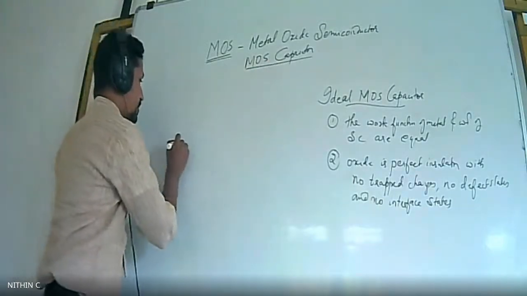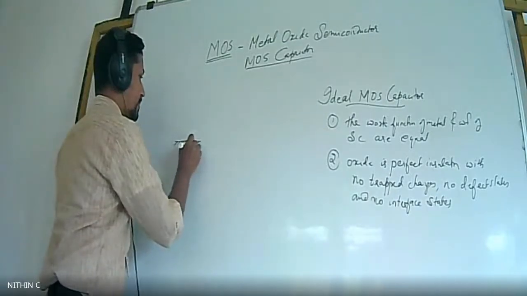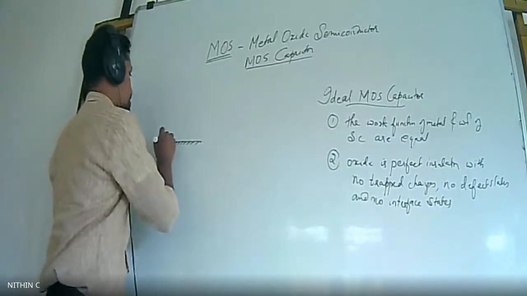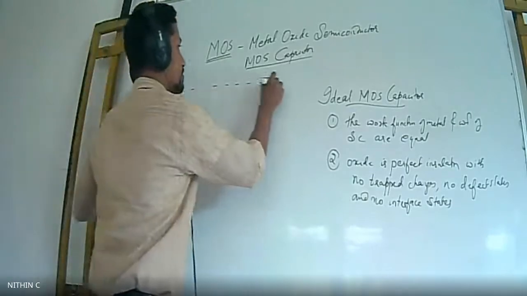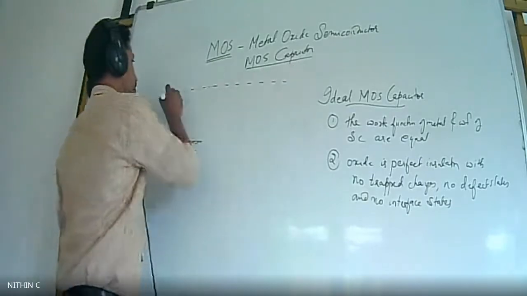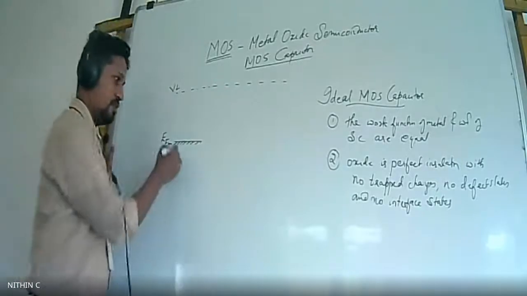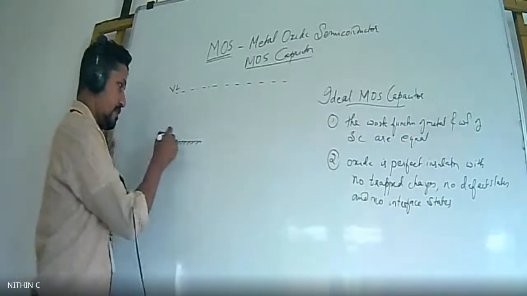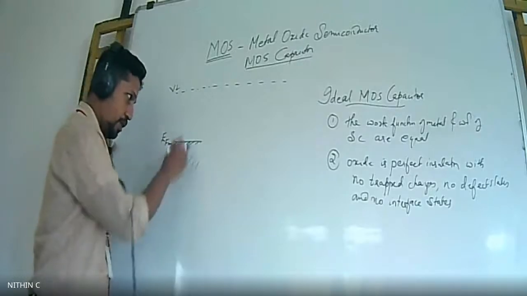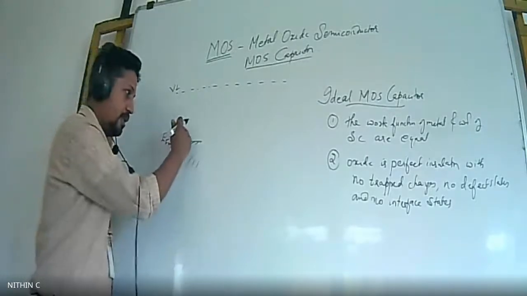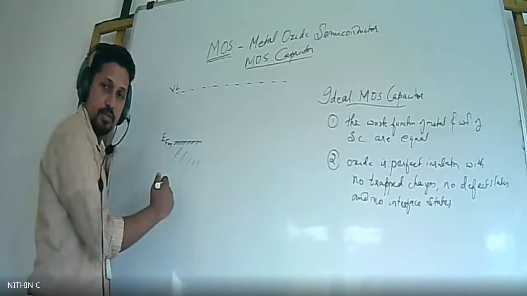EFM will be the representation for the metal side. I'll also be drawing the vacuum level. What is this EFM? It is the Fermi level of the metal, which means you will have filled states below the Fermi level, plenty of filled states.